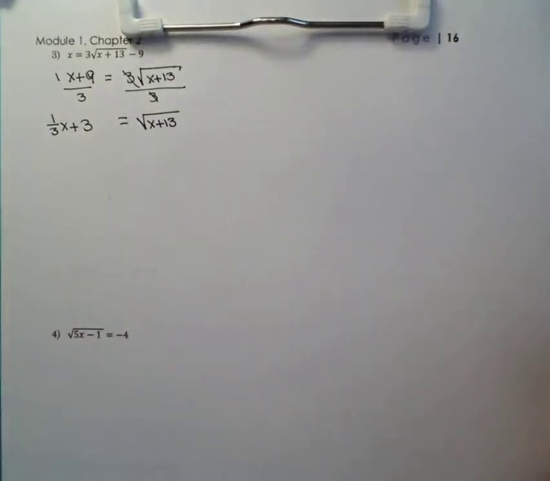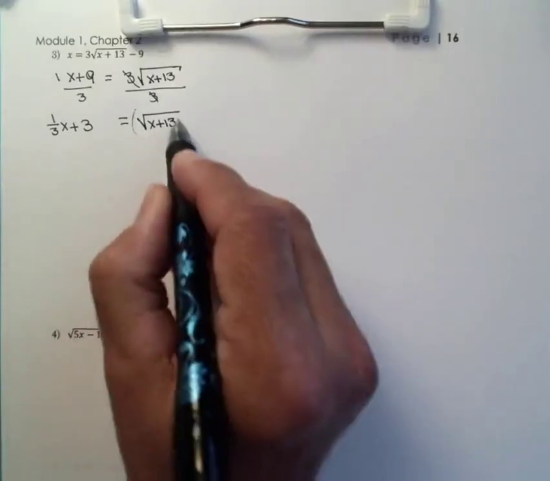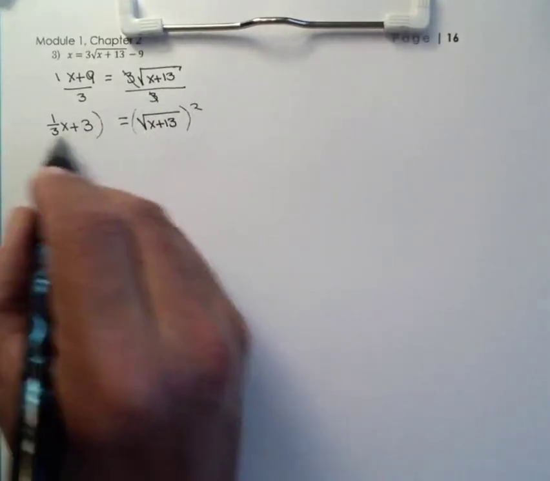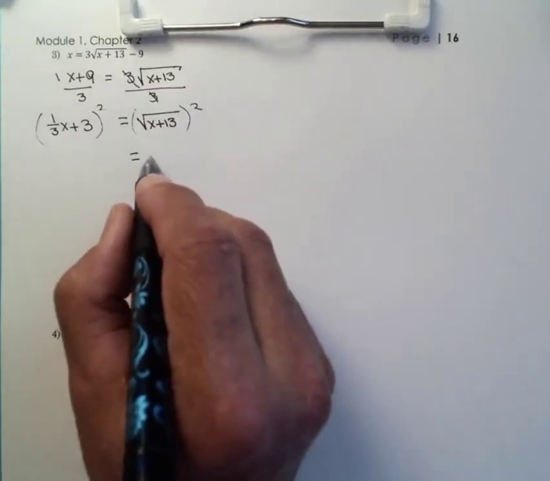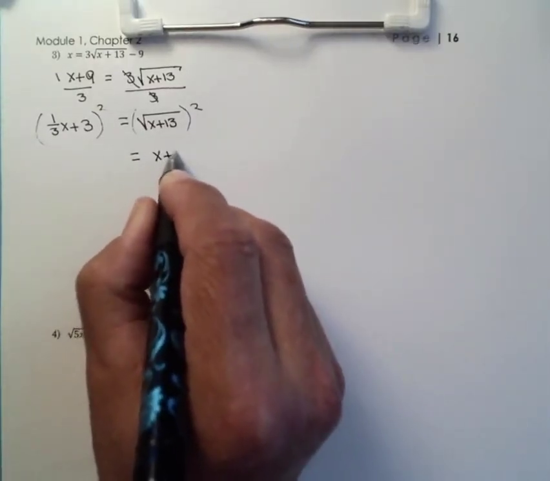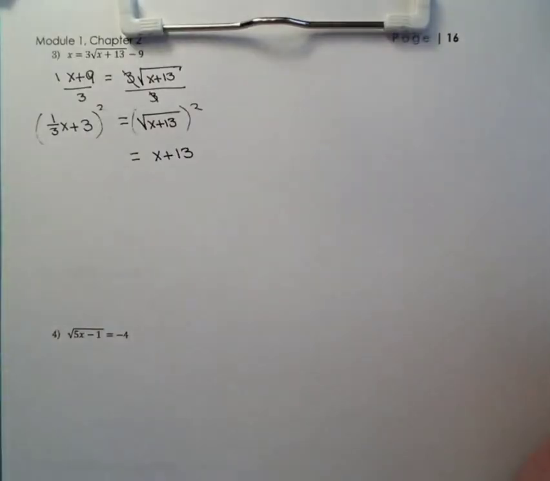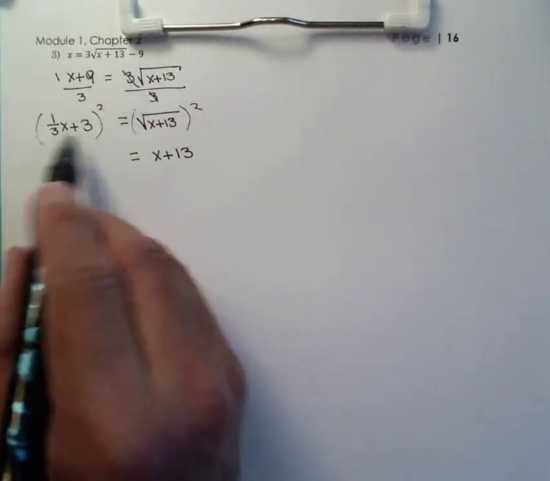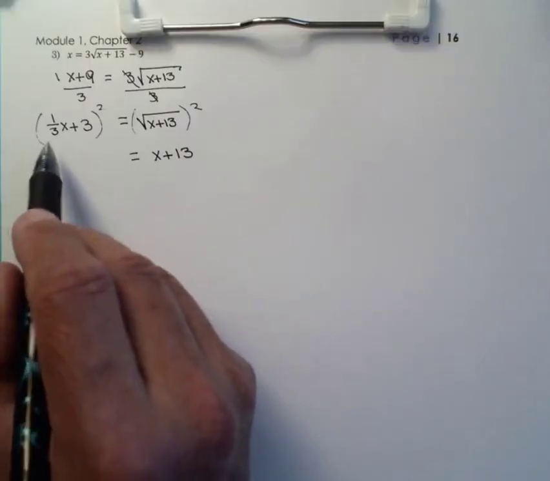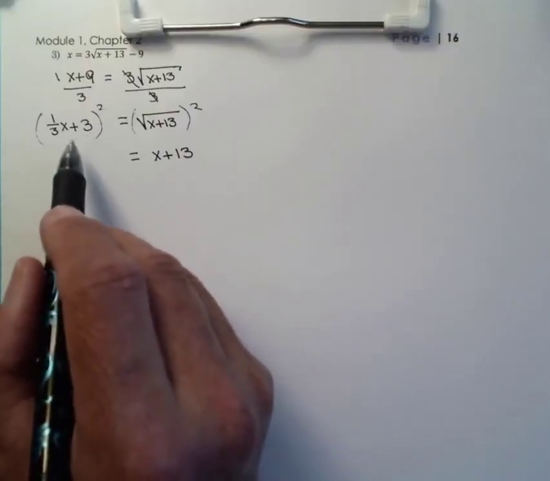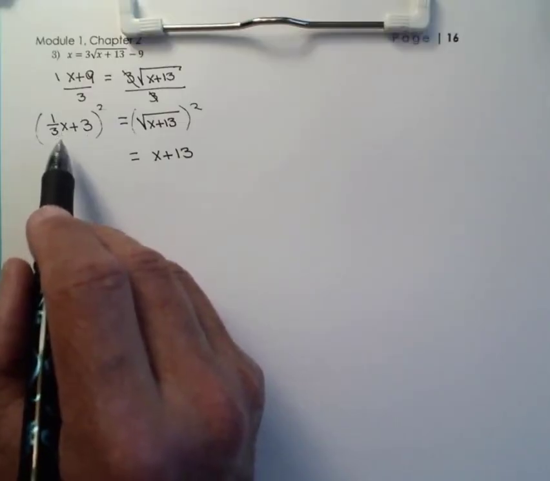Now I have the radical all on one side, so I can eliminate my radical by squaring it, right? So if I square this side and I square this side, the right side's easy. When I square a square root, I simply get rid of the radical sign. But on this side, I've got a binomial that I'm squaring. And remember the rules to squaring a binomial, because you don't really want to write it out twice and do the FOIL every time you do it.